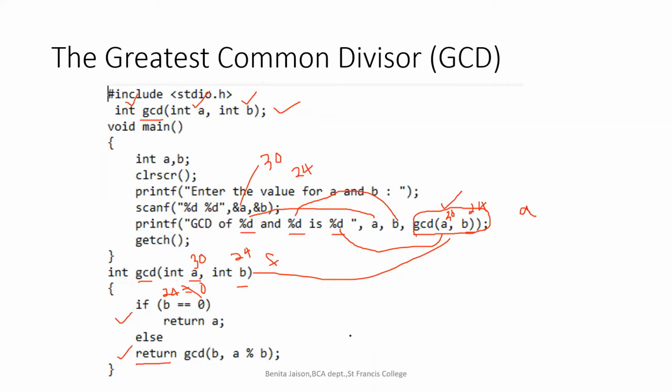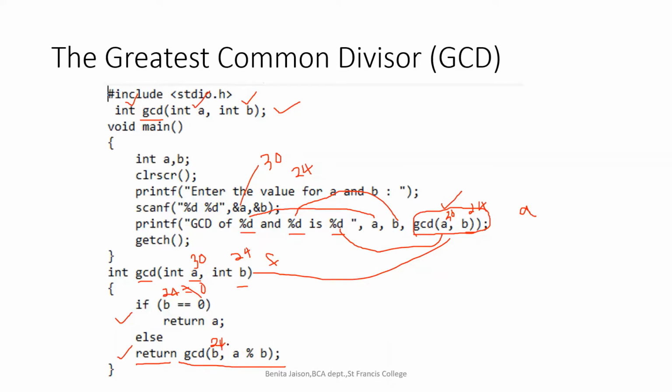Answer in the chat box. Why is everyone sitting quietly? Gerard, what will be passed? GCD B comma A mod B. It's not 24. What is the B value? The B value is 24, right? No message in the chat box.